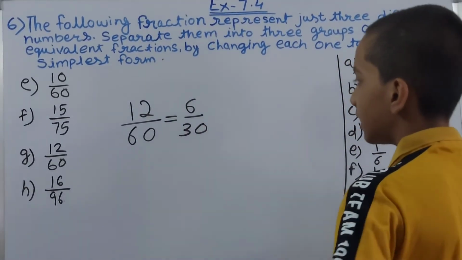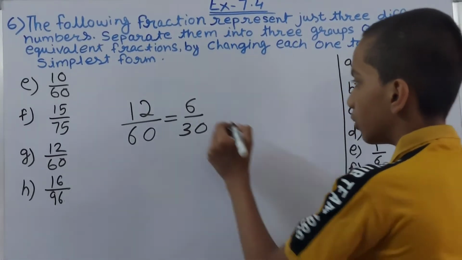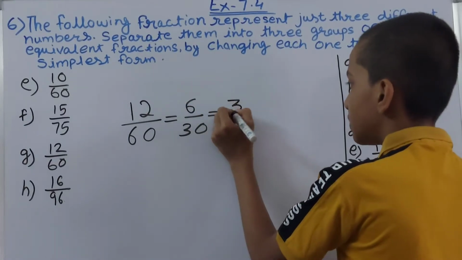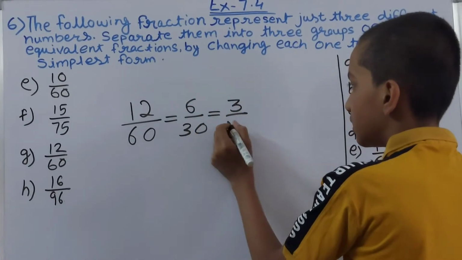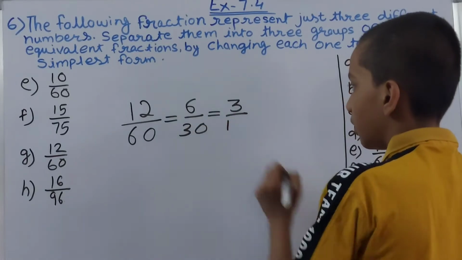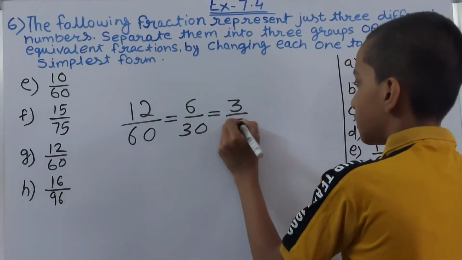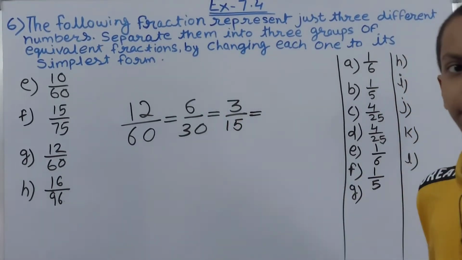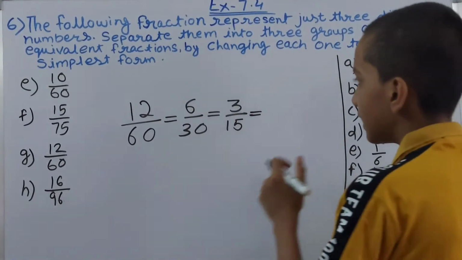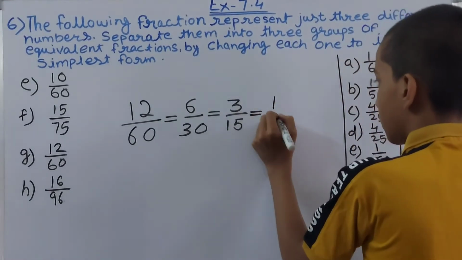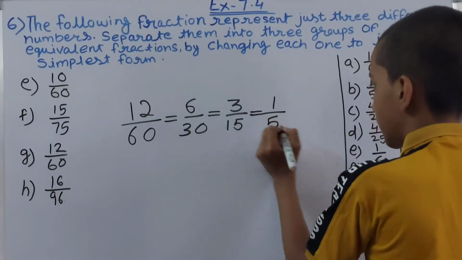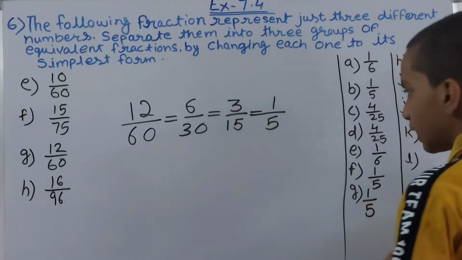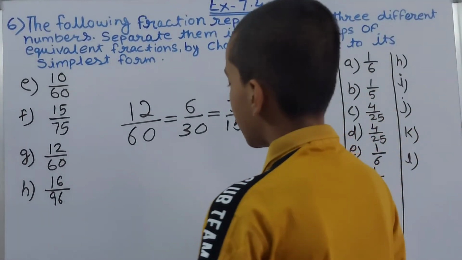Now do you think this is in its simplest form? No. 6 and 30 both will go by 2, 6 goes 3 times and 30 goes, as you can see, 2 from this, that will be going 1 time and 1 carried over, so 15. Now 3 upon 15, again simplify this, 3 and 15 both will be going by 3. So 3 goes 1 time and 15 goes 5 times. That is 1 upon 5. Alright. Now friends, we will solve the H part.